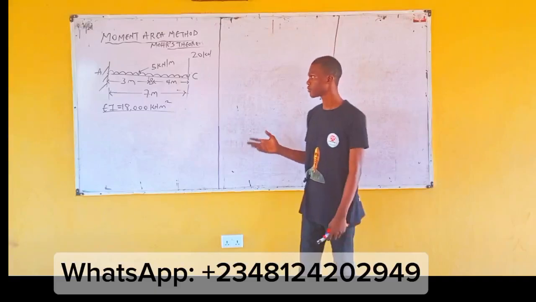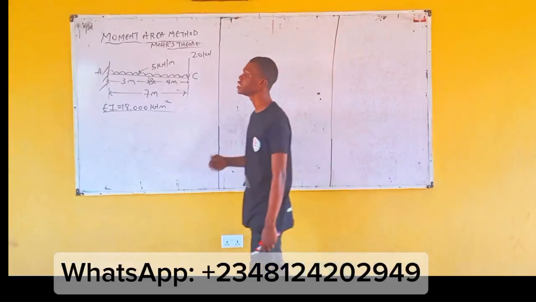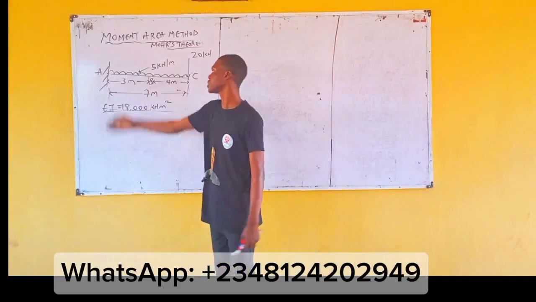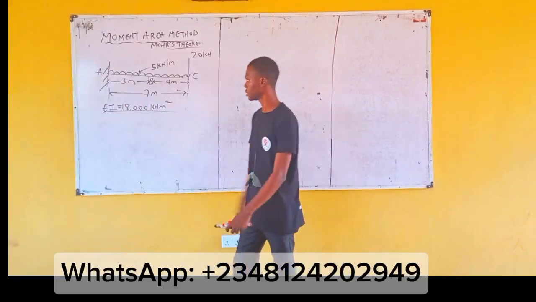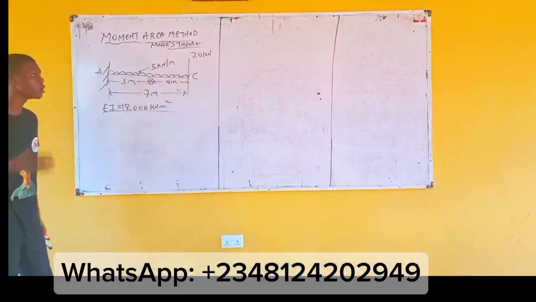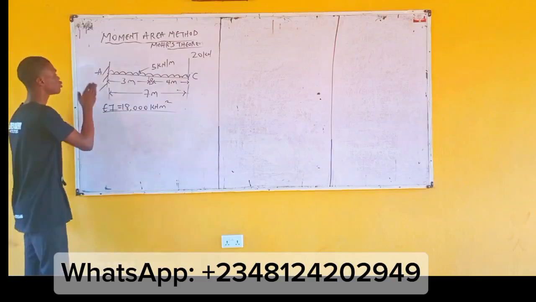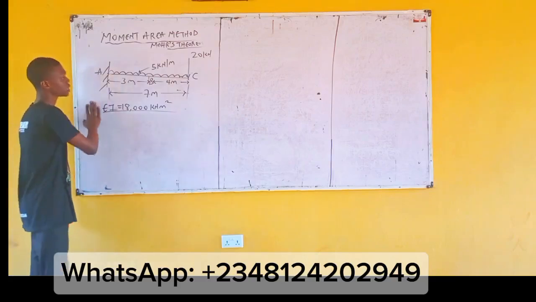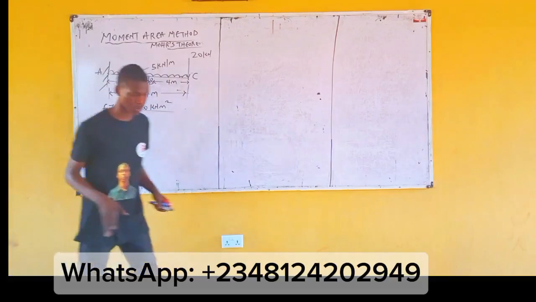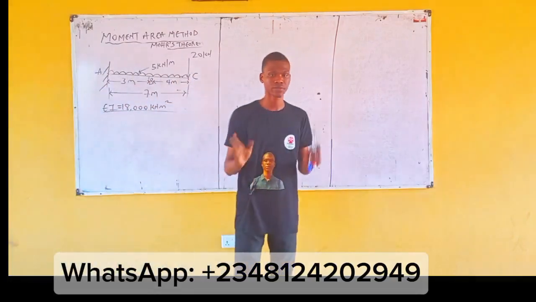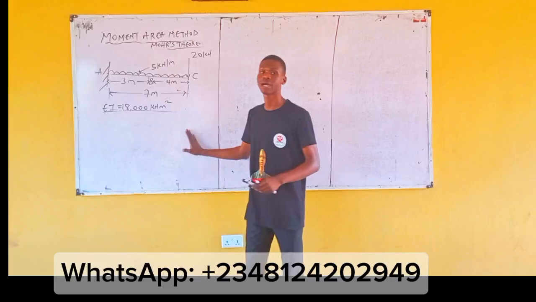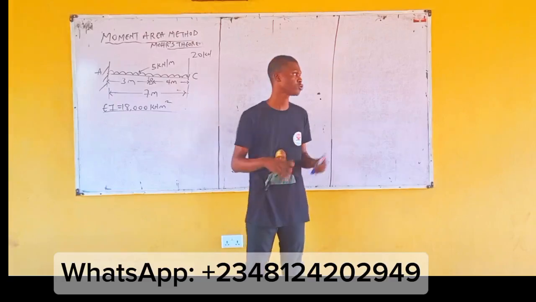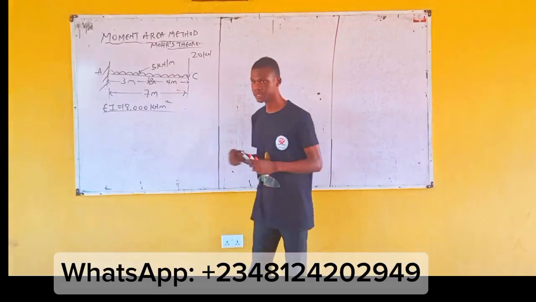This question says to find the slope and deflection at each point marked, meaning at point A, at point B, and at point C. What we are going to do, we are going to solve the slope and deflection at point A. Okay, let's do it this way. Let's solve slope and deflection at point C. At point C, we want to solve the slope and deflection.